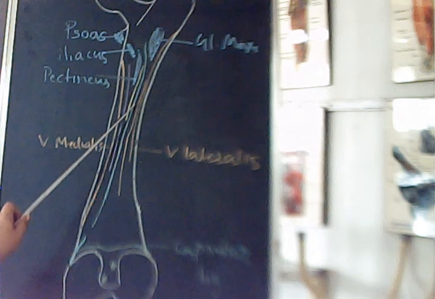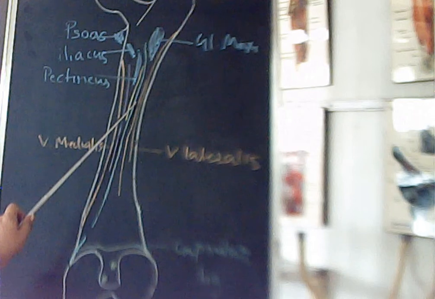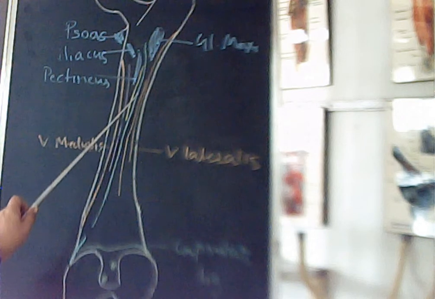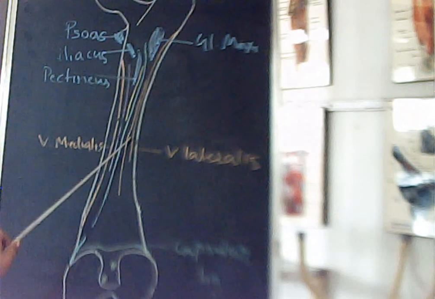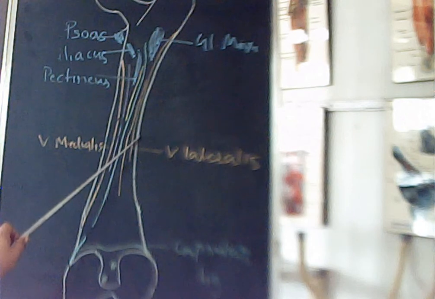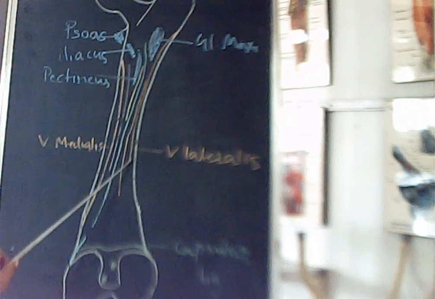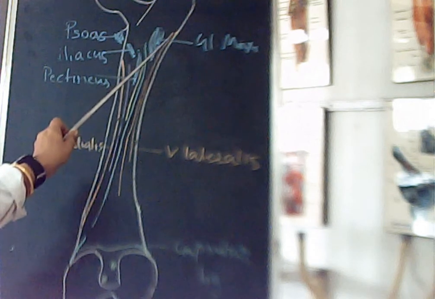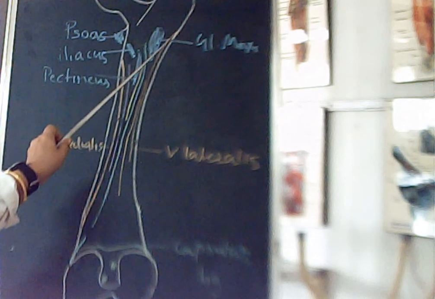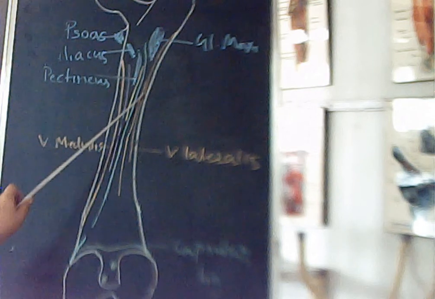After this, we have the posterior intermuscular septum. After the posterior intermuscular septum, muscles of the posterior compartment, that is the short head of biceps femoris. This is the short head of biceps femoris. Then we have the lateral intermuscular septum, and then the muscle of the anterior compartment, which is vastus lateralis. So the upper part of the intertrochanteric line and the lateral lip of linea aspera give attachment to vastus lateralis.